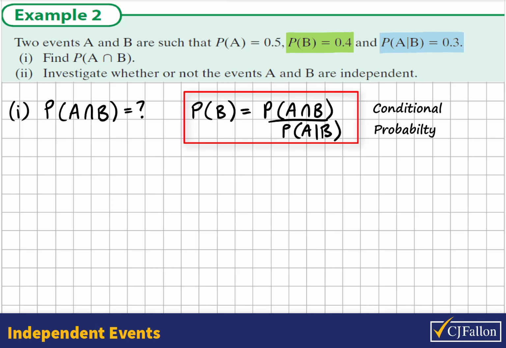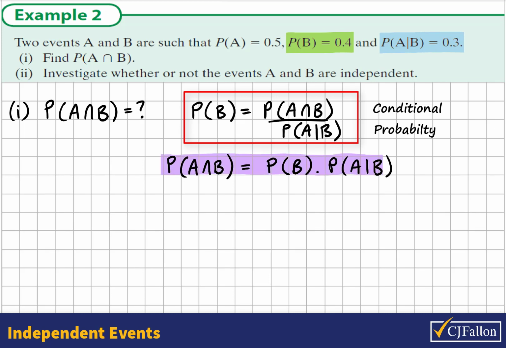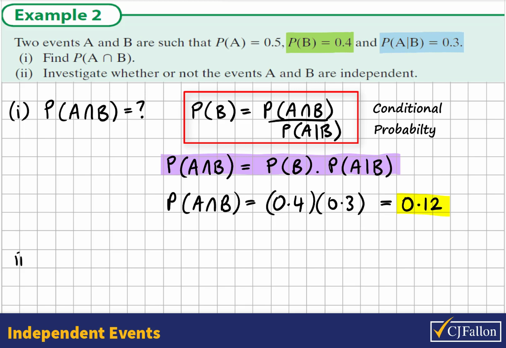Rearranging this gives us the general multiplication formula that's always true. And that is that the probability of A intersection B is always equal to the probability of B multiplied by the probability of A given B. And this is true whether it's independent or not independent. So this is the formula we're going to use here. So the probability of A and B is equal to the probability of B, which is 0.4, multiplied by the probability of A given B, which is 0.3. Multiply these, we get 0.12. So that's the first bit worked out.